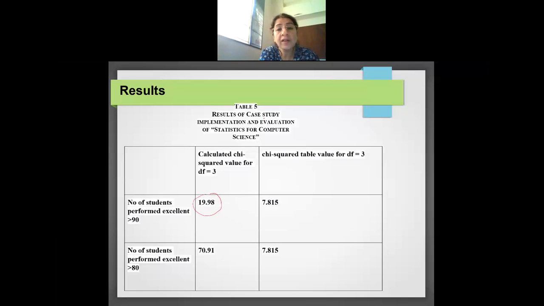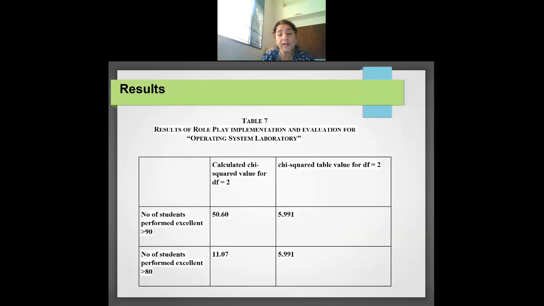For this case study implementation, the table value was 7.815 for degree of freedom 3, because we have 4 years of data. So degree of freedom is always n minus 1 for n samples. All these values were greater than this, so we are in the rejection region, in the sense we rejected the null hypothesis, and concluded that the case study was useful. That way we did the analysis for all, and we got good results. All results were saying that the active learning strategies which we implemented were effective.